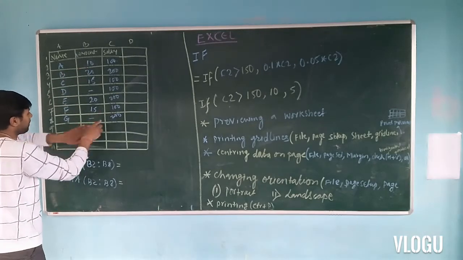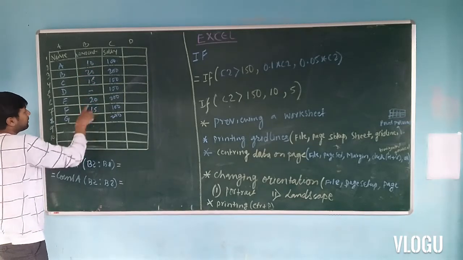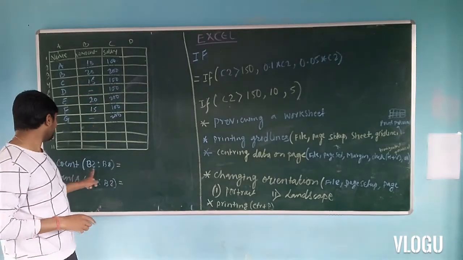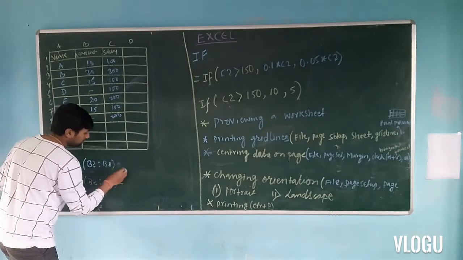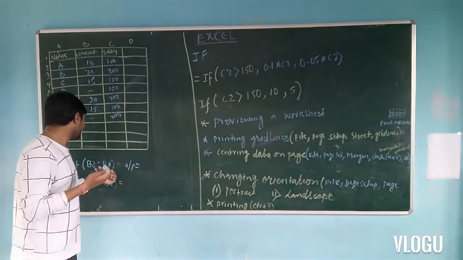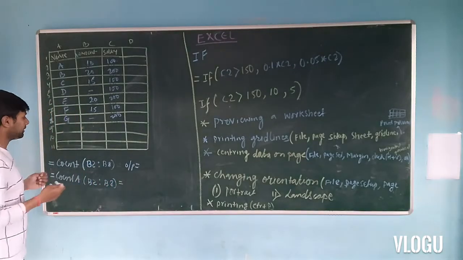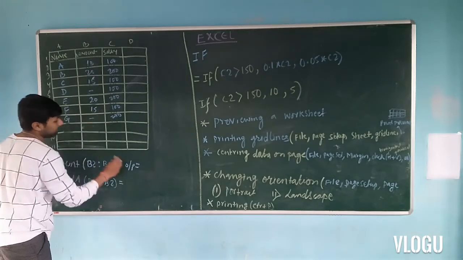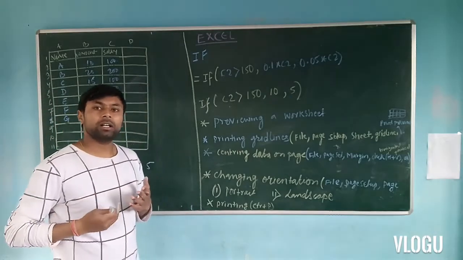So see how many people are there: 1, 2, 3, 4, 5, 6, 7. What will be the output given by this count B2 colon B8? What is the output we will get? I think everybody will say they are thinking that the output will be 7. No. See, why not 7? Let me write the output first: 1, 2, 3, 4, 5. The output will be 5.